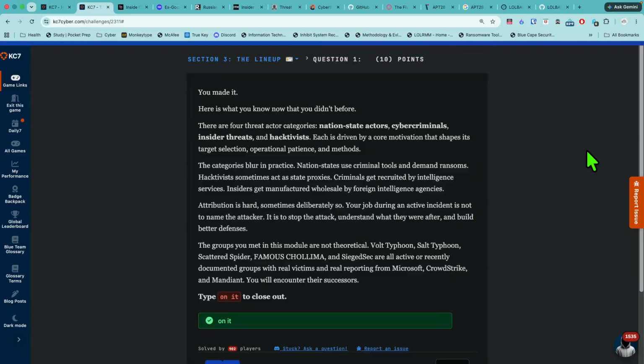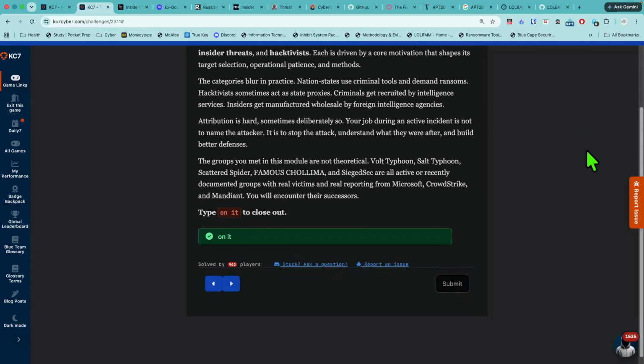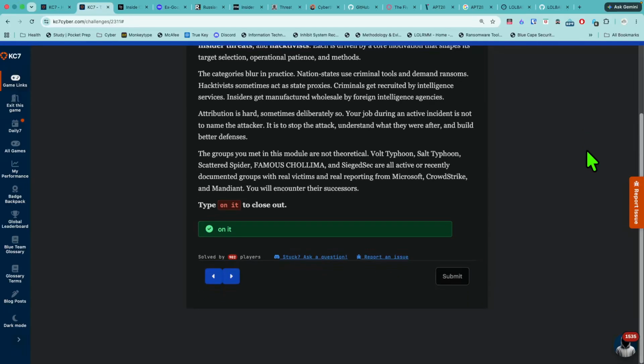The categories blur in practice. Nation states use criminal tools and demand ransoms. Hacktivists sometimes act as state proxies. Criminals get recruited by intelligence services. Insiders get manufactured wholesale by foreign intelligence agencies. Attribution is hard, sometimes deliberately so. Your job during an active incident is not to name the attacker, it is to stop the attack, understand what they were after, and build better defenses.